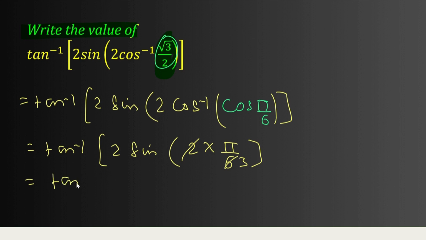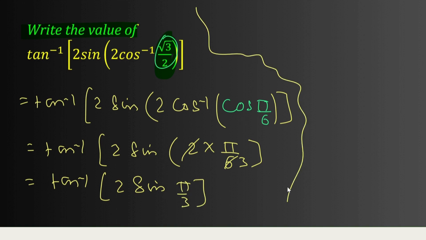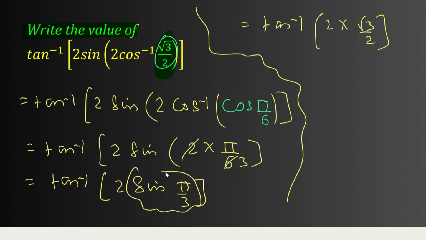This is tan inverse 2 times sine pi by 3. Now what is sine pi by 3? Let's say if I write tan inverse, this is 2 times, and sine pi by 3 is what? That is root 3 by 2, right? I replace sine pi by 3, that is sine 60 degrees, as root 3 by 2. So this and this get cancelled. So we are now getting tan inverse root 3.